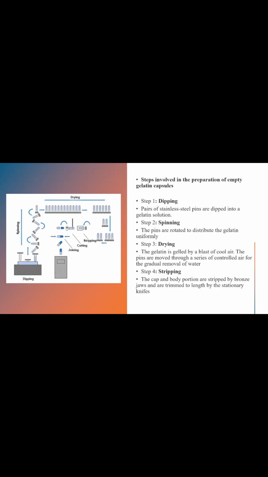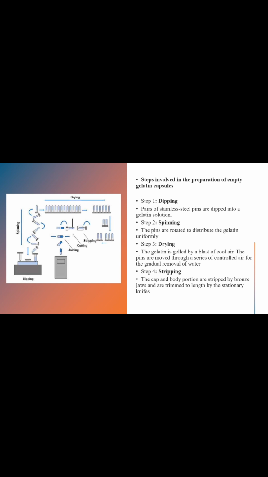And next, how empty gelatin capsules are made. There are mainly four steps involved in empty gelatin capsule preparation. First, dipping, then spinning, then drying, and then stripping. In dipping, stainless steel pins are dipped into a warm gelatin solution. This is the main ingredient for the capsules. And we can clearly see that in the image.